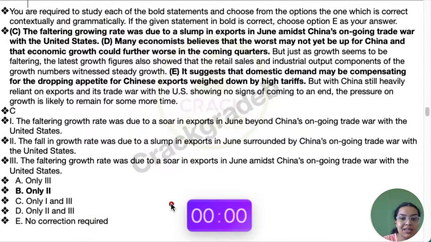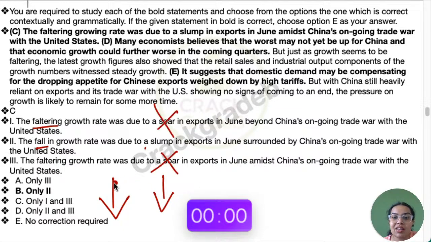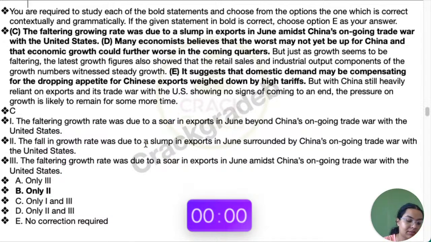I hope you are understanding. Falter and fall, both of the words, they mean something is going down. So exports are also going down. That's why the growth rate is going down. It's a direct relationship. It cannot be anything that is soaring in such a case. And that's why second one.